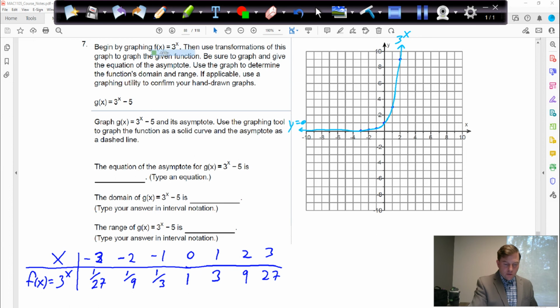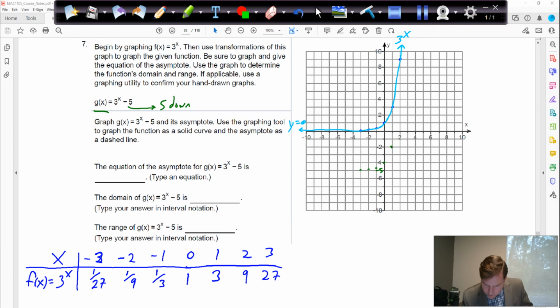Now for the g of x function, this minus 5, because it's not up next to the x, it's going to be up or down. And minuses are down, so this is 5 down. So we just have to count from these dots 5 down. Barely above this line at negative 5. Third above the line at negative 5. This would be negative 4.